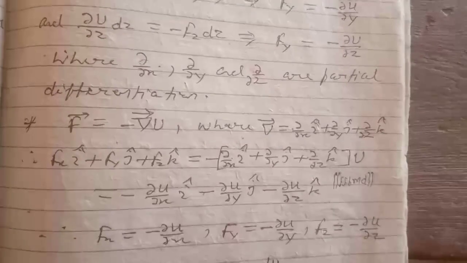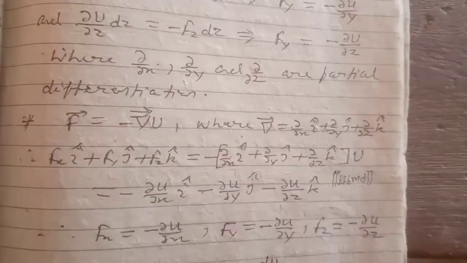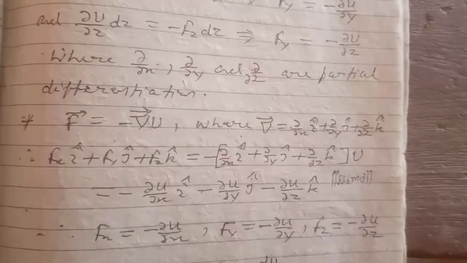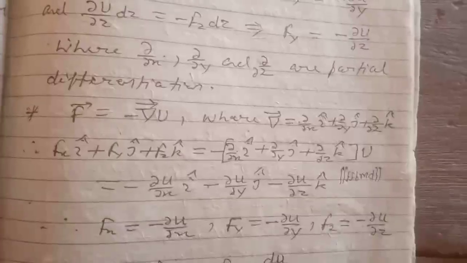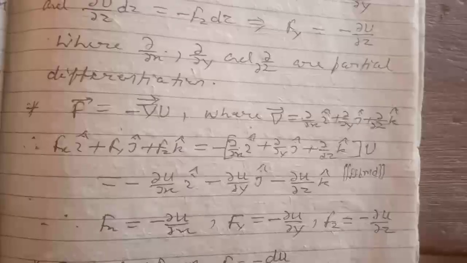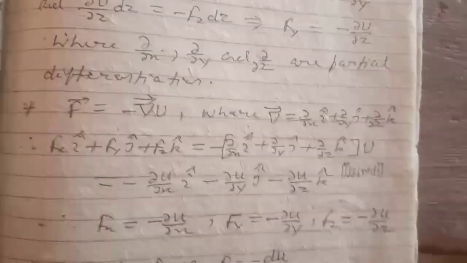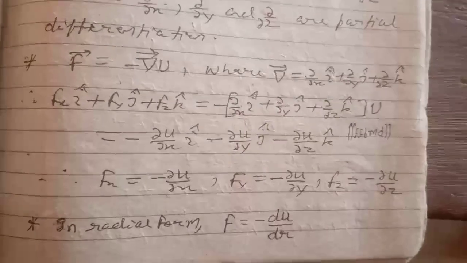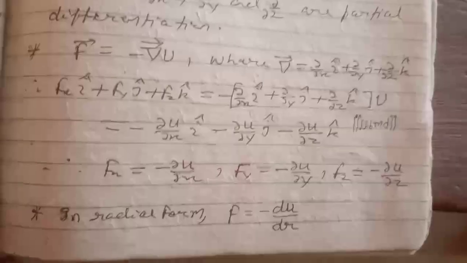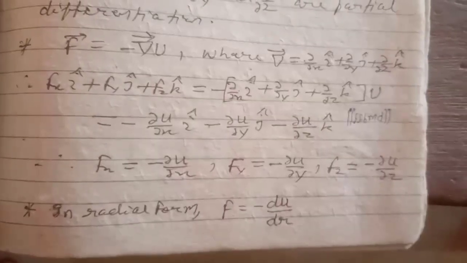Hence Fx i cap plus Fy j cap plus Fz k cap equals minus of (del by del x i cap plus del by del y j cap plus del by del z k cap) into U, which equals minus del U by del x into i cap minus del U by del y into j cap minus del U by del z into k cap. Hence Fx equals minus del U by del x, Fy equals minus del U by del y, Fz equals minus del U by del z. In radial form, F equals minus dU by dr.